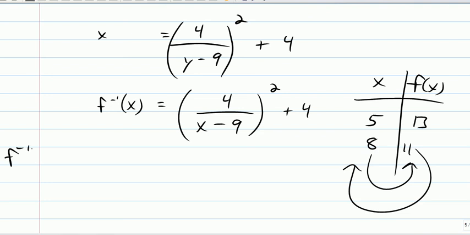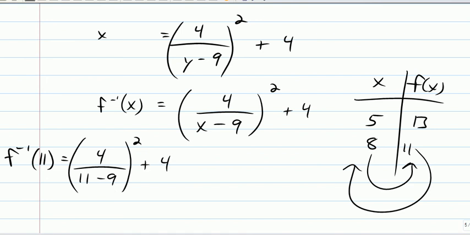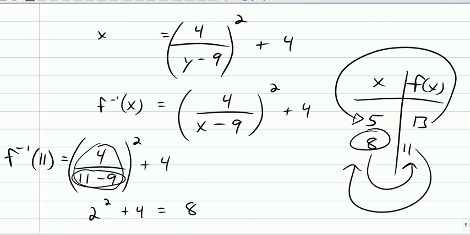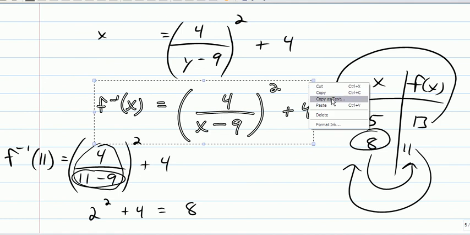So F inverse of 11 equals 4 over 11 minus 9 squared, plus 4. So 11 minus 9 is 2. 4 divided by 2 is 2. So 2 squared plus 4 equals 8. And that's what we wanted. We'll do one more. We'll check the 13. When 13 goes into F inverse, you should get 5 out.